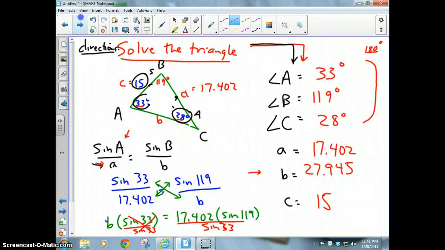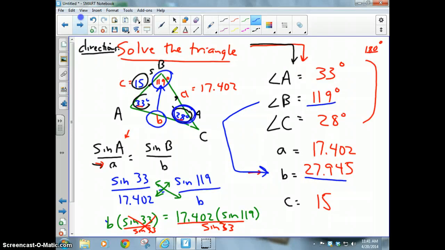If I do that, I find that b is equal to 27.945. And these ought to agree, because you learned in geometry the biggest side has to be opposite the biggest angle. And if you notice, that's the case. The biggest side and the biggest angle are across from each other. And the smallest angle has to be across from the smallest side, which is the c's. And that agrees as well.